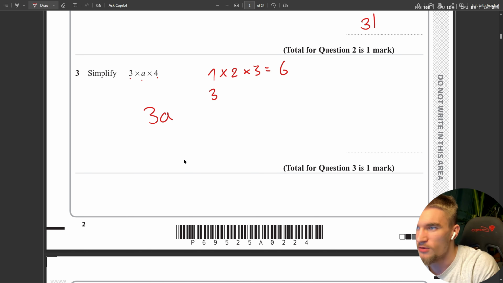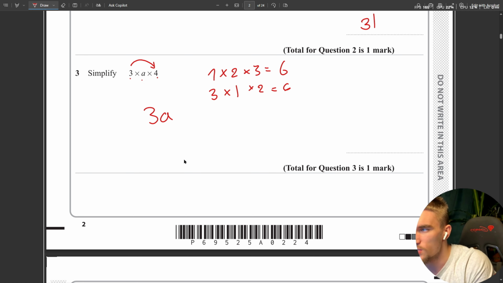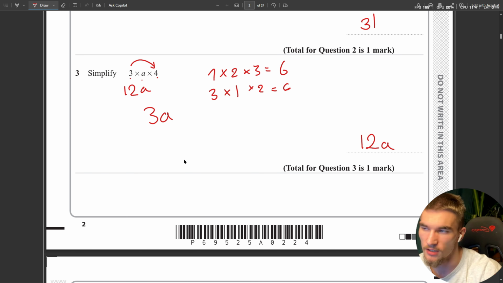But what if I did 3 times 1 times 2? Completely different order. 3 times 1 is 3, times 2, still 6, you see? So you can multiply things any way around you want, right? So I'm actually going to multiply this 3 with the 4 first. So I will do 3 times 4, which gives me 12. And then 12 times a, which gives me 12a, right? So 12a, here we go.